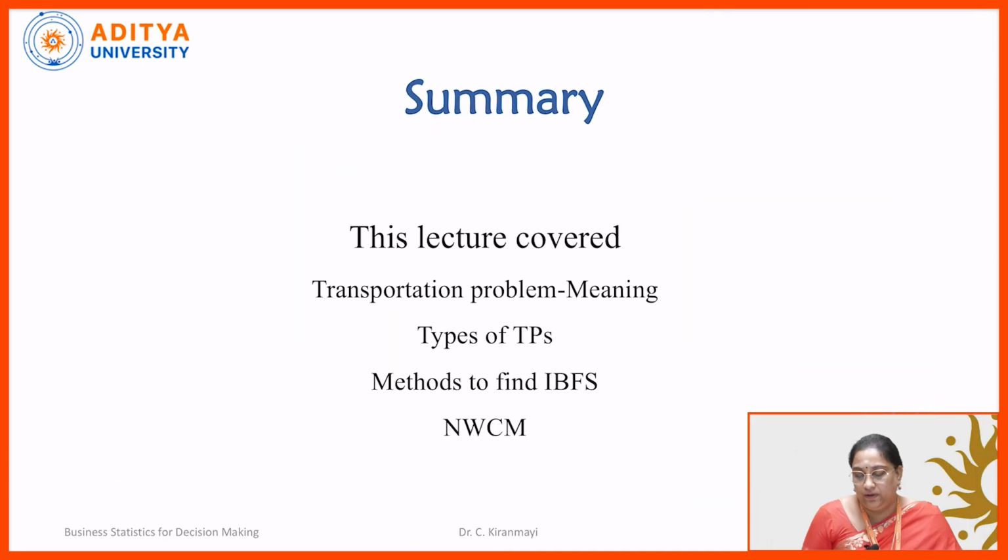So, by the end of this lecture, we understood what the transportation problem is, what the objective or purpose of using this transportation problem is, how to formulate the transportation problem, that is, the mathematical formulation of the transportation problem, and how to check whether the transportation problem is balanced or unbalanced. If it is unbalanced, how to transform this unbalanced problem into balanced, and what the various methods available for finding IBFS are: Vogel's method, northwest corner method, and least cost method. And along with this, lastly, we have understood how to find the initial basic feasible solution using the northwest corner method.